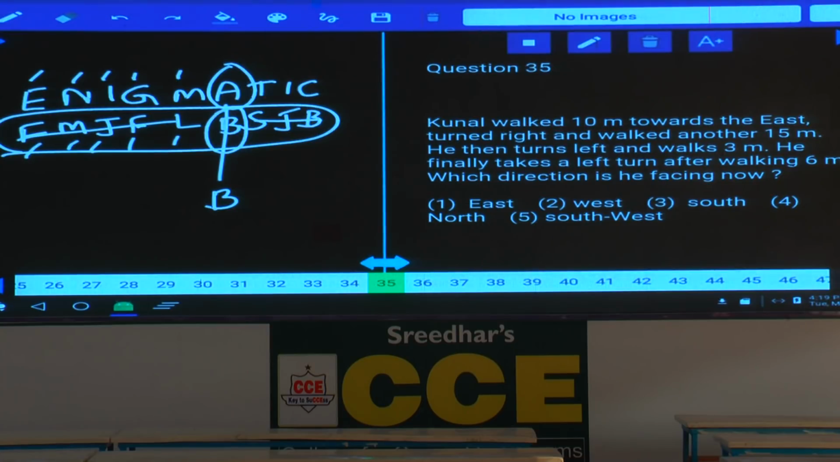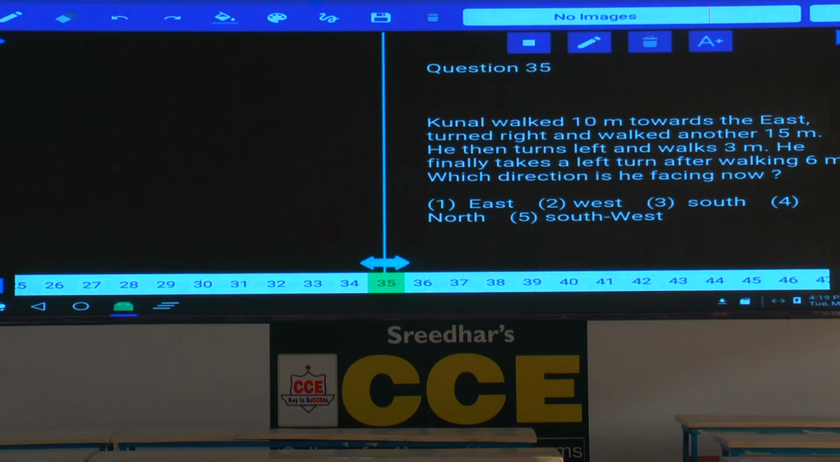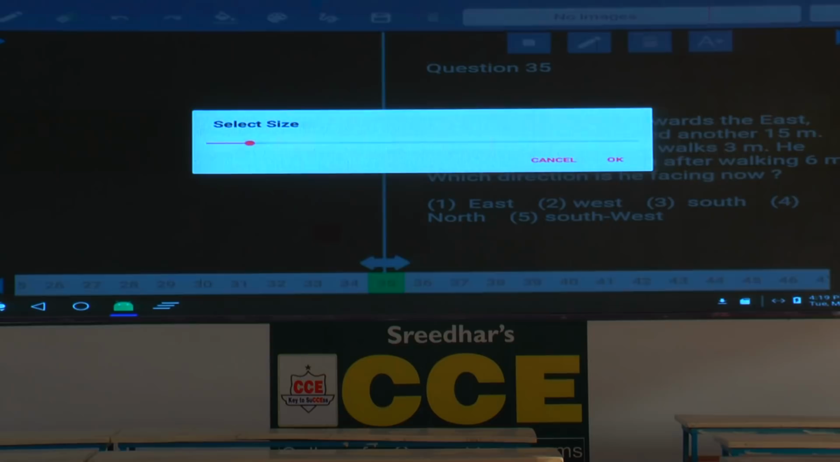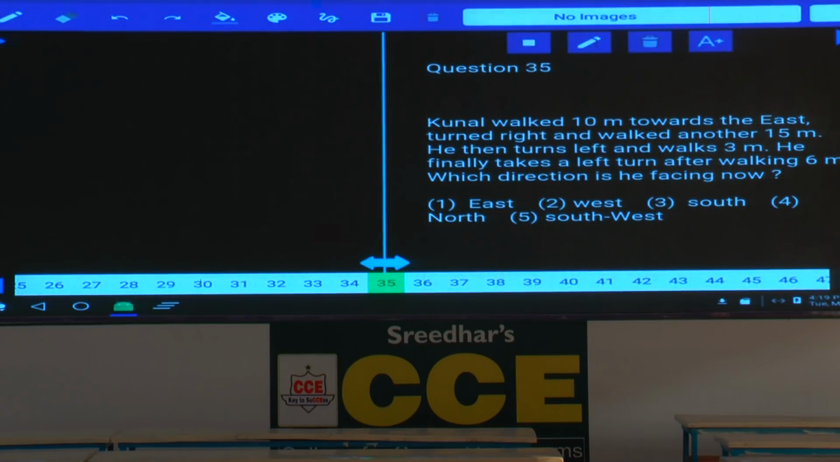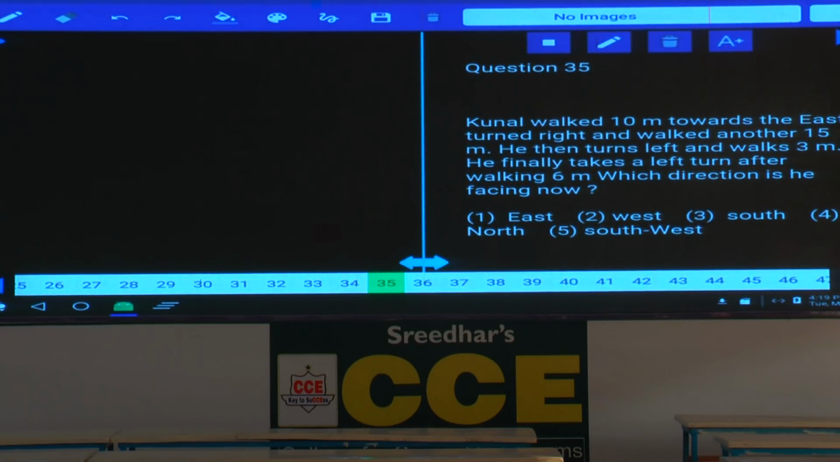Then question number 35. Now this question number 35 is based on directions. Kunal walked 10 meters east. Let us take this is the starting point of Kunal. From here he traveled 10 meters towards east, turned right and walked another 15 meters. Now right hand side, traveled for 15 meters, then turns left and walks 3 meters, left hand side, and walks for 3 meters. He finally takes a left turn after walking 6 meters.